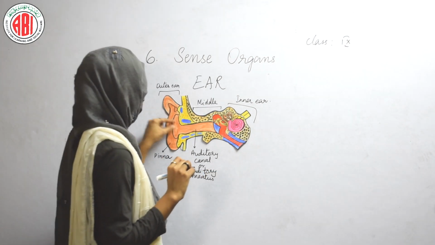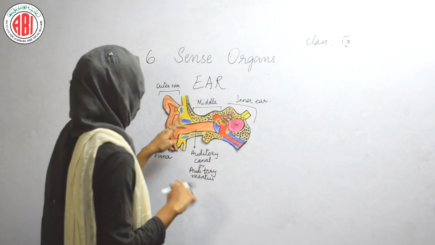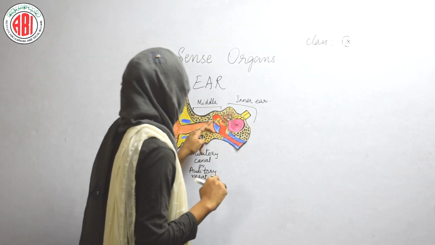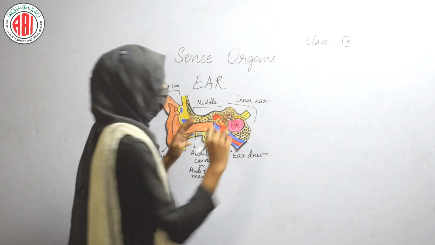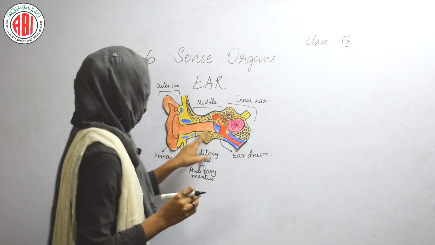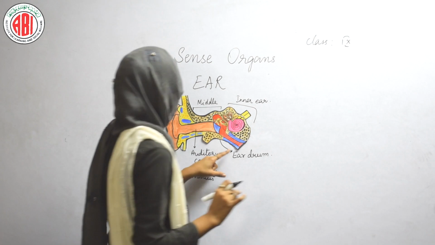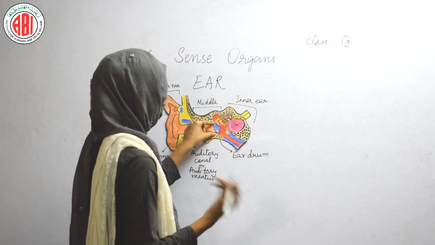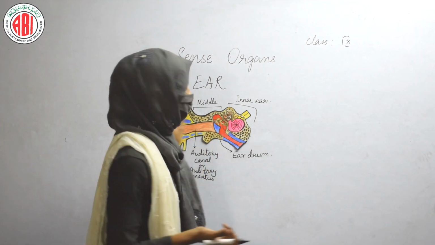So, the sound waves are carried from the pinna to the auditory canal, and from the auditory canal the sound waves reach the part called the eardrum. When the sound touches the eardrum, it vibrates. Then from the eardrum, it reaches the other parts. The eardrum acts as a mediator, connecting the outer ear with the middle ear.